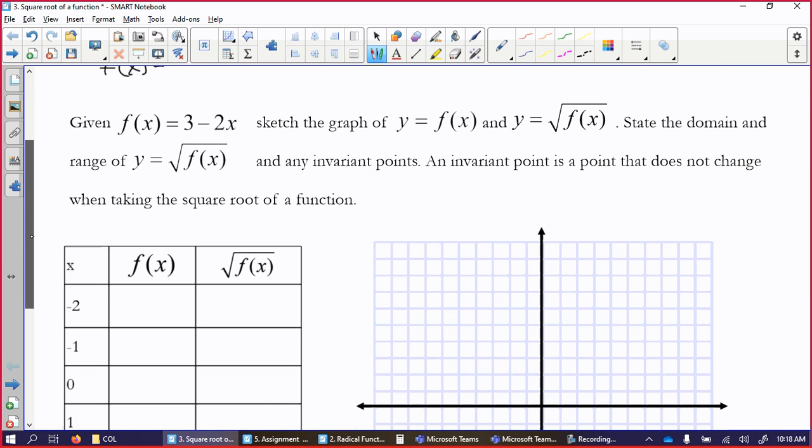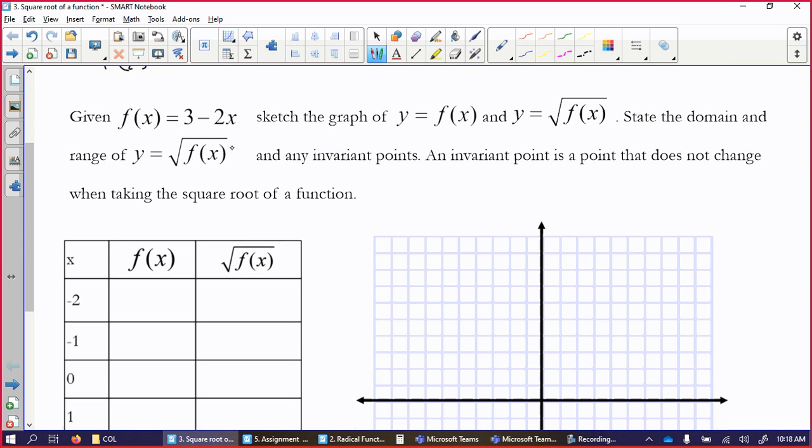So we're going to look at some fairly simple ones just because it's a time crunch, because it's now May. So we got to get a bunch of stuff done. This is probably the last radical sort of thing we'll do, and then we'll start into logs and exponentials.